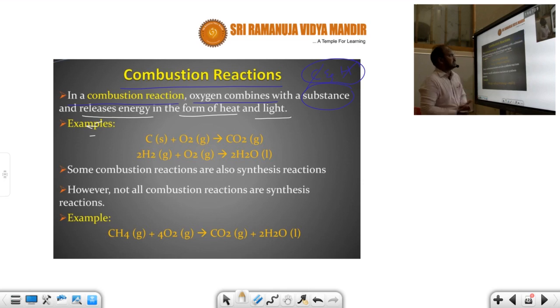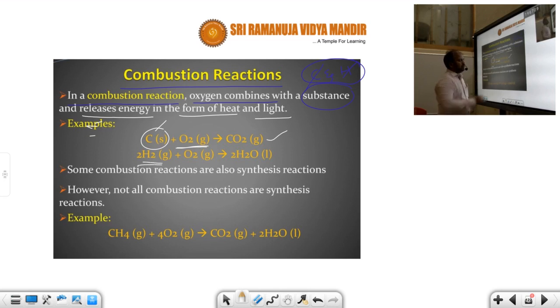So light energy is released, as well as heat energy. This is called a combustion reaction. For example, if you take carbon, the element reacts with oxygen to form its corresponding oxide. Carbon is taken, so what will be produced? Carbon dioxide will be produced.